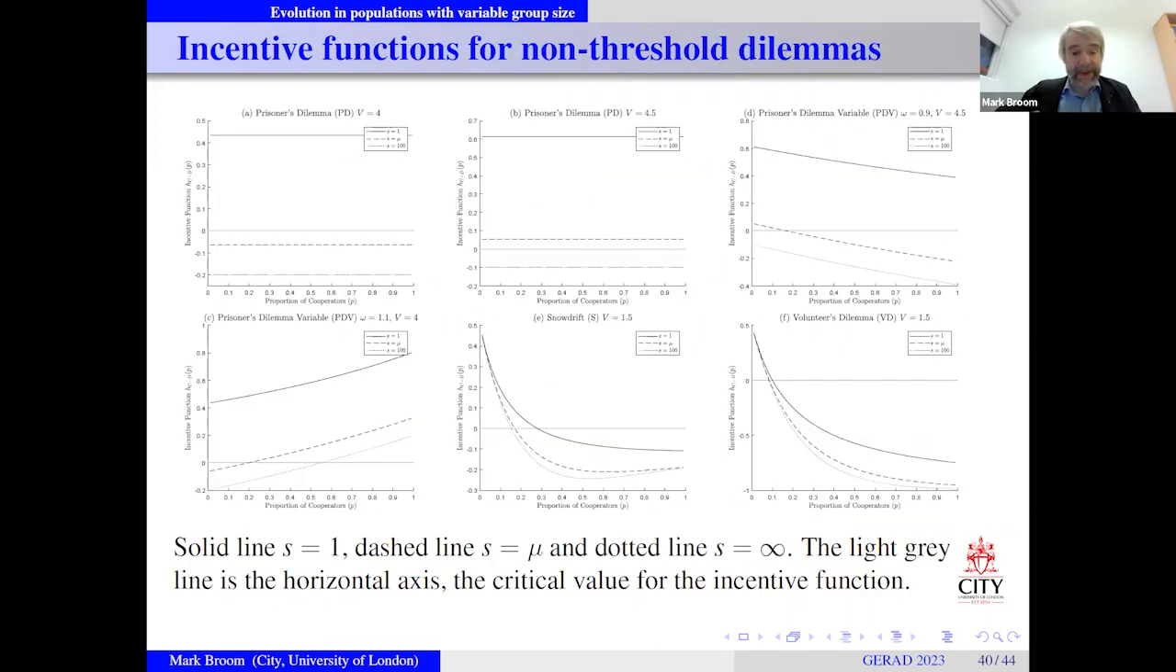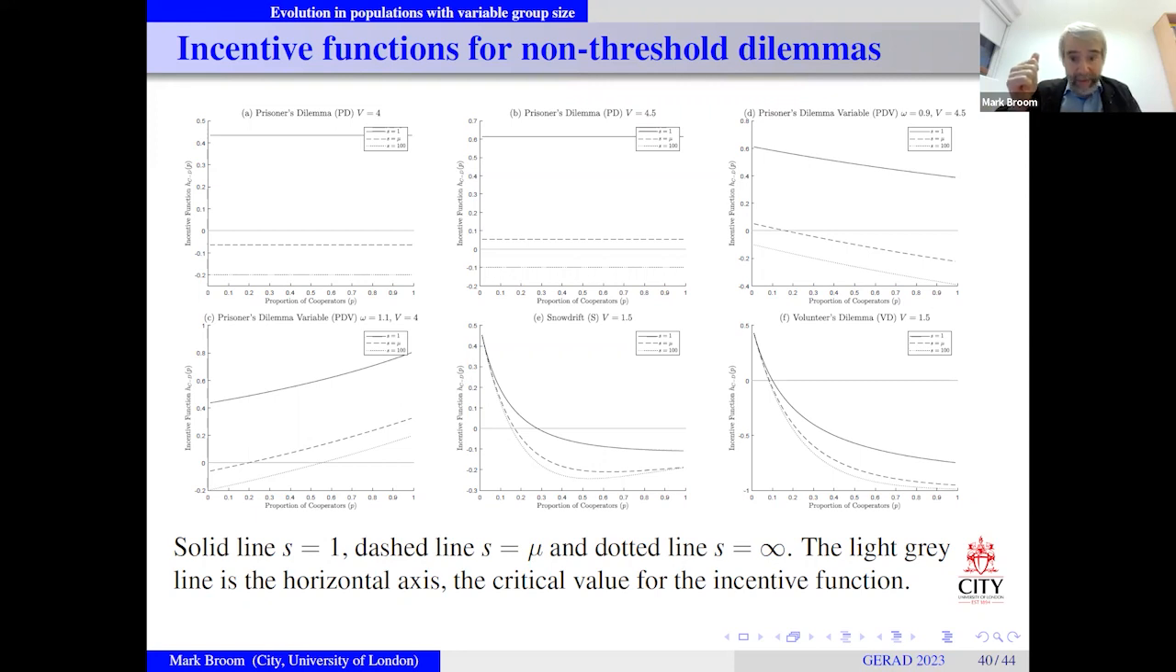And so these are just the plots. The solid line is S equals 1. The dashed line is S equals mu, and then the dotted line is the maximum value of S, which is the minimum variance. And so the main point of this is that for these particular types of games, the solid line dominates the dashed line, which dominates the dotted line. This doesn't happen for all games, but for these particular games it does. And what that means is that variability is unambiguously better for cooperators, for a given mean group size and given payoff parameters, than less variability, because that line completely dominates the other.